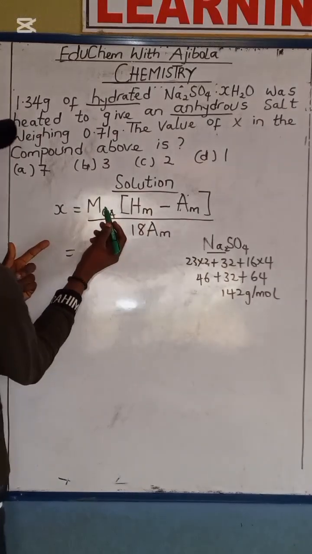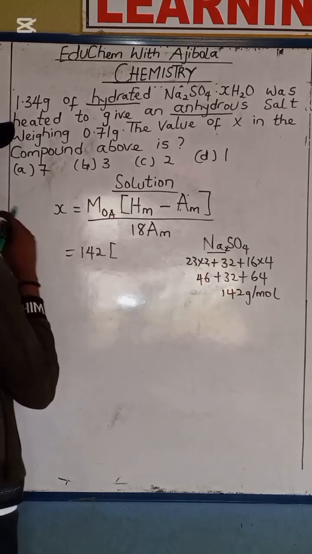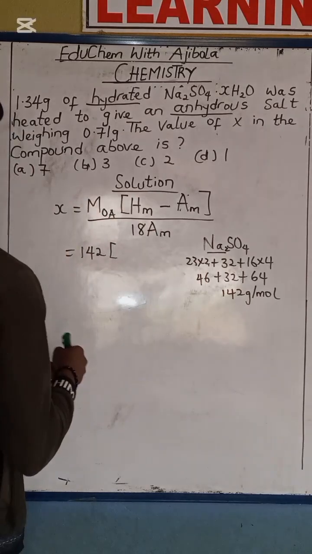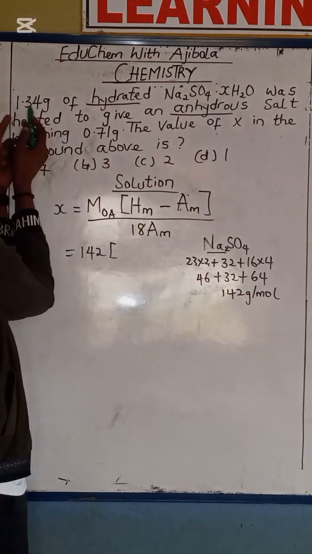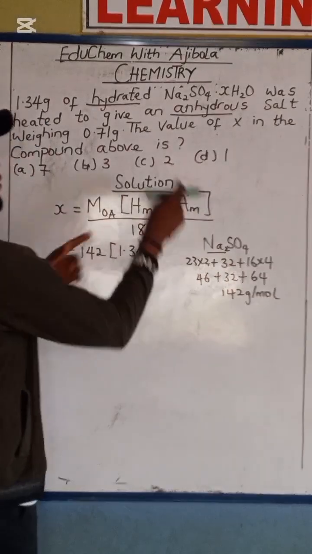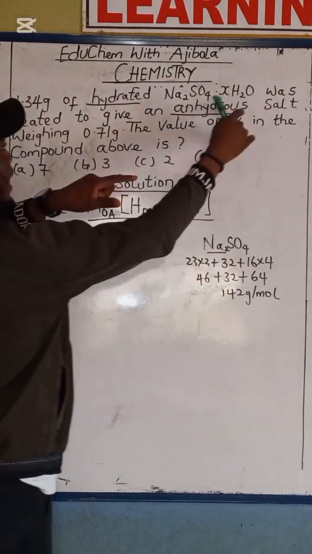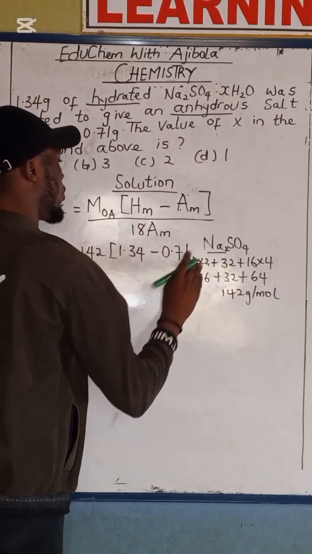So under this, MOA becomes 142. Then open bracket. What is the mass of the hydrated salt? Remember, 1.34 gram of the hydrated Na2SO4. So I'm just coming here to pick this. That becomes 1.34 minus the mass of the anhydrous, which was heated to give an anhydrous salt weighing 0.71 grams. So that becomes 0.71.